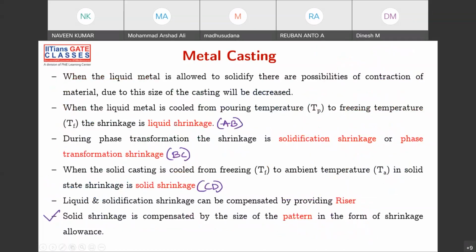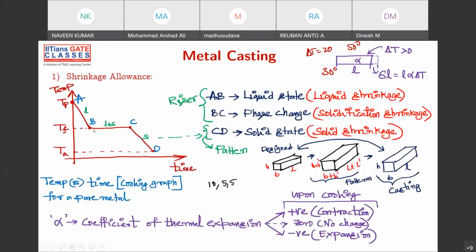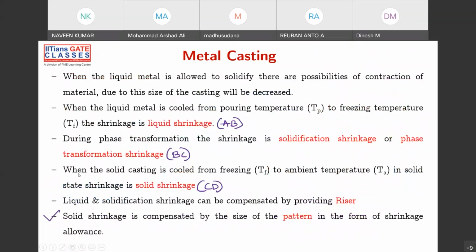here, it is called liquid shrinkage. That is called liquid shrinkage. And during phase transformation, the shrinkage is solidification shrinkage or phase transformation shrinkage, that is BC. And this is called solid shrinkage. So when the solid casting is cooled from freezing temperature to ambient temperature in solid state, it's called solid shrinkage.